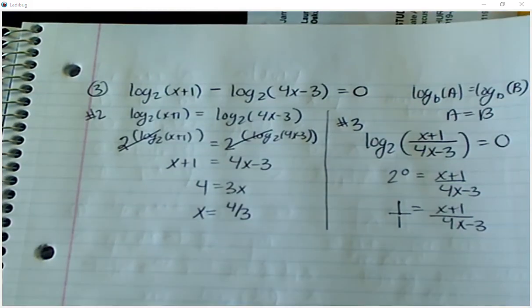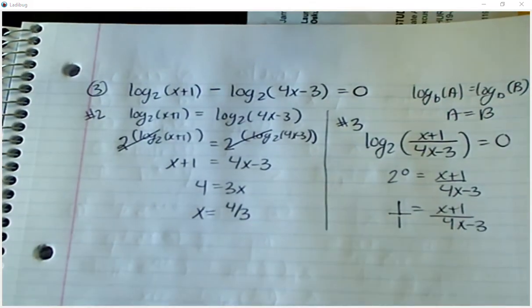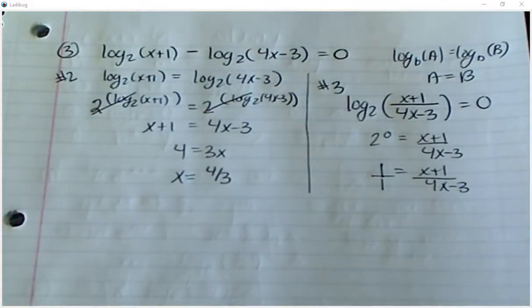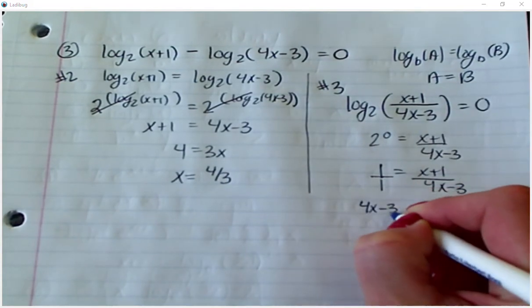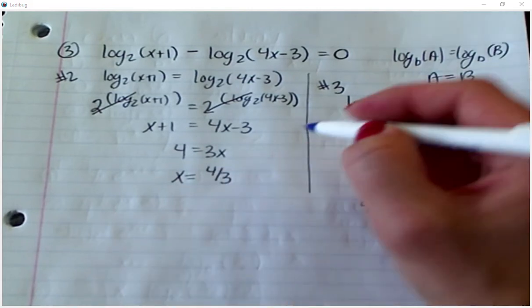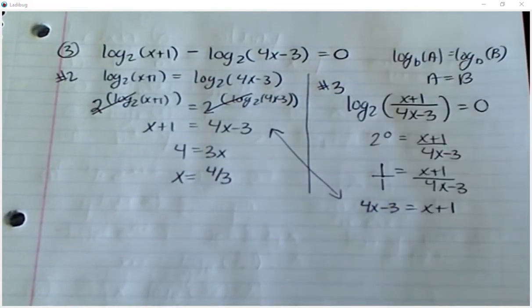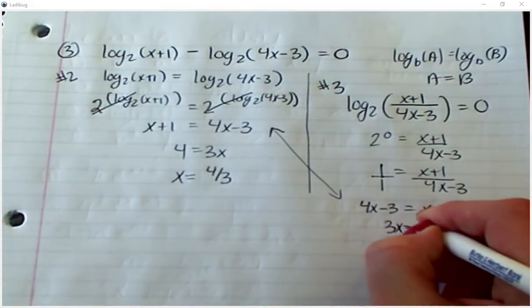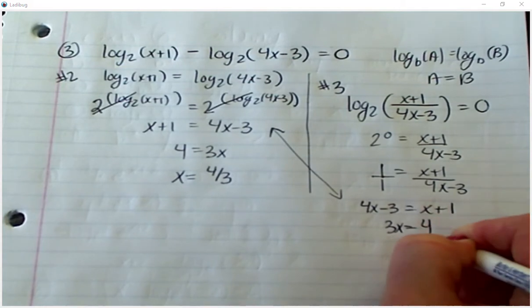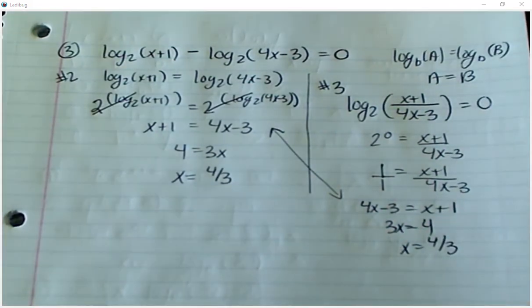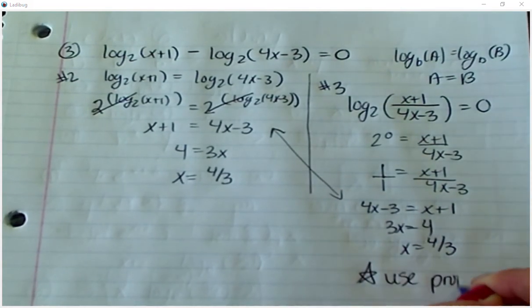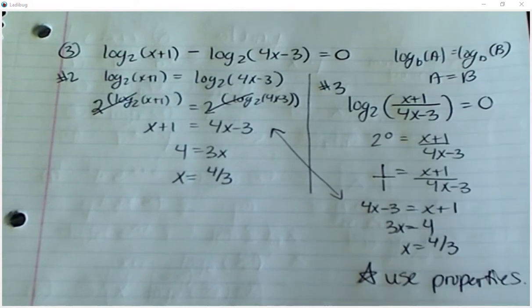One way is not necessarily easier than the other, but you do need to recognize possibilities of rewriting it to make it work for you. Let's do a little cross multiply. Oh, and then I end up right exactly where I was before. I'll put a little note here. Use properties.